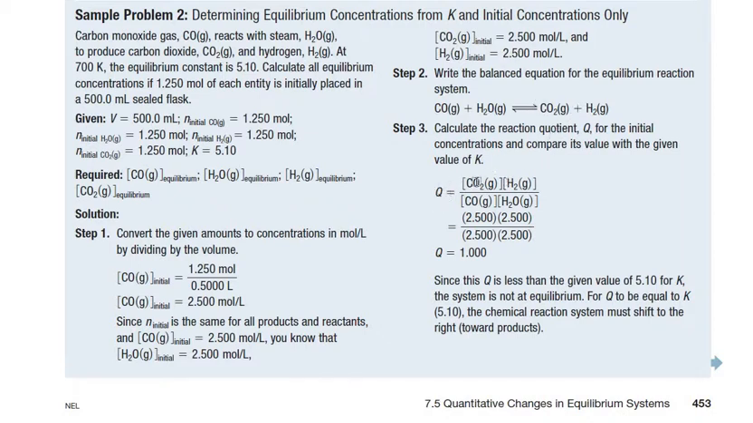So Q will be 2.5 times 2.5 divided by 2.5 times 2.5, as you see here, and Q will be equal to 1. If you compare it with K, K is 5.1, so we can say Q is less than K. Since Q is less than the given value of K, which is 5.10, the system is not at equilibrium. So for Q to be equal to K, the chemical reaction system must shift to the right, toward the products, to reach equilibrium.